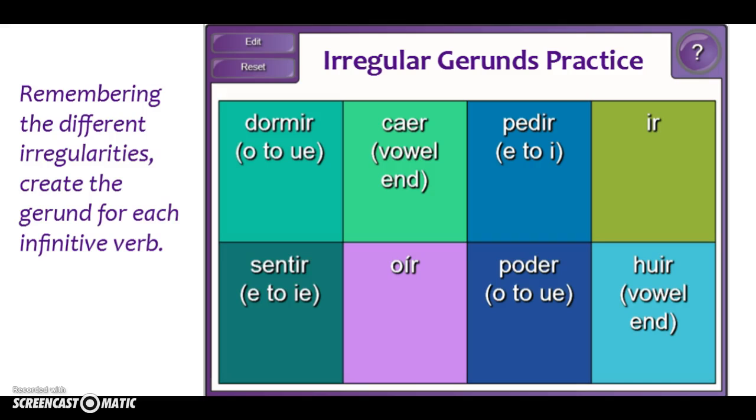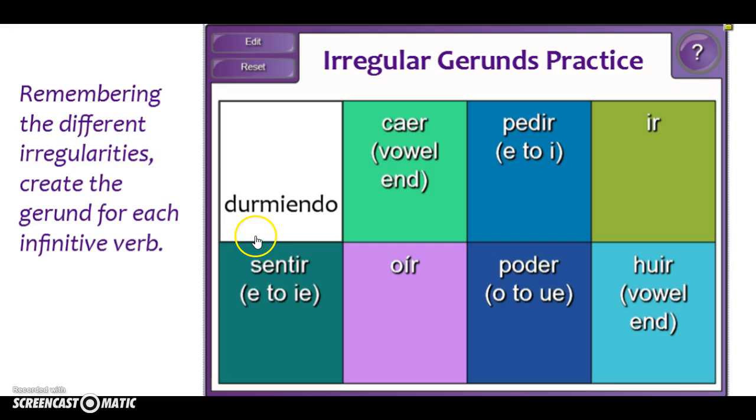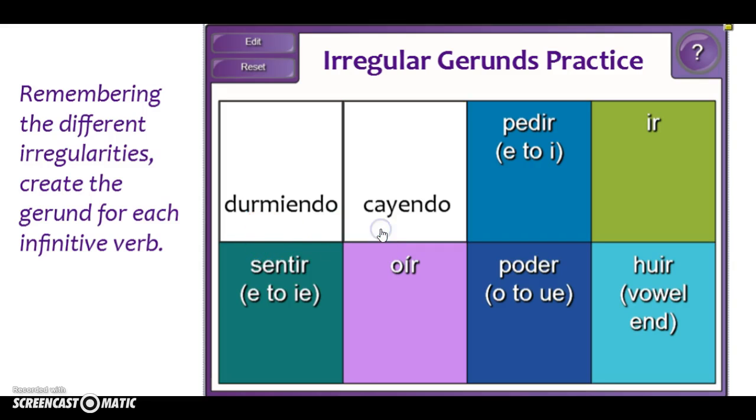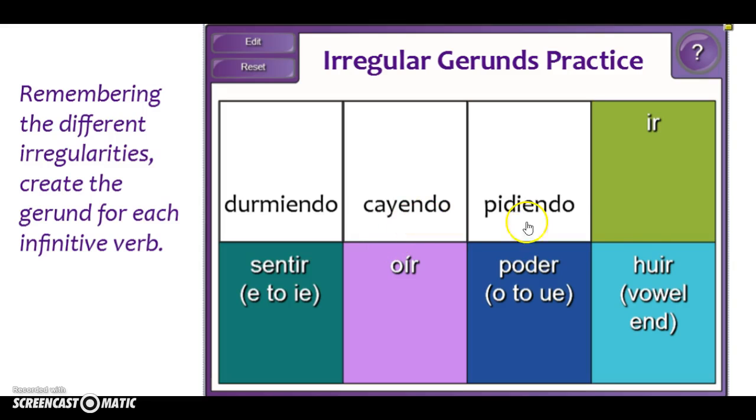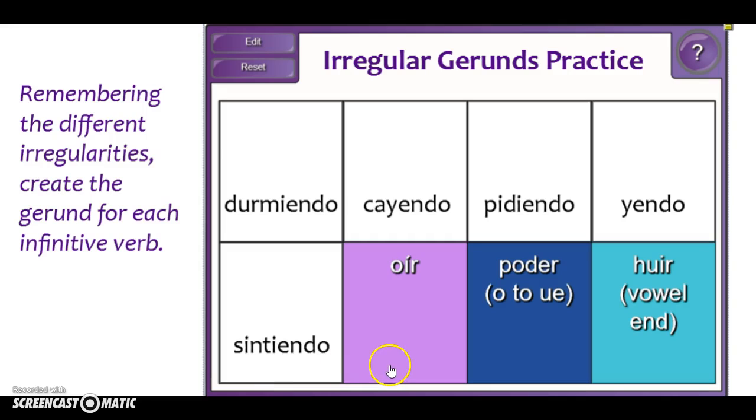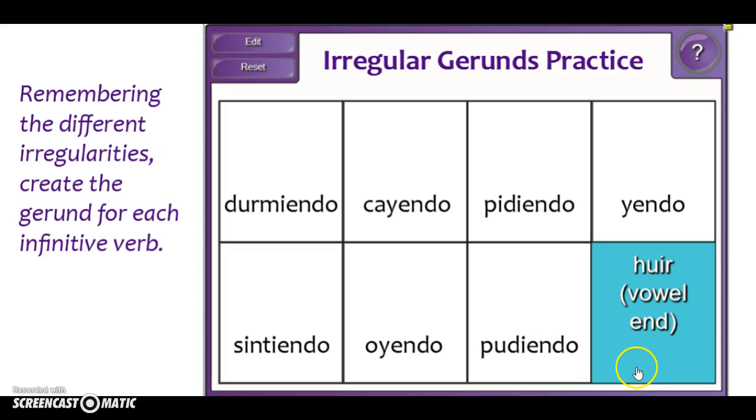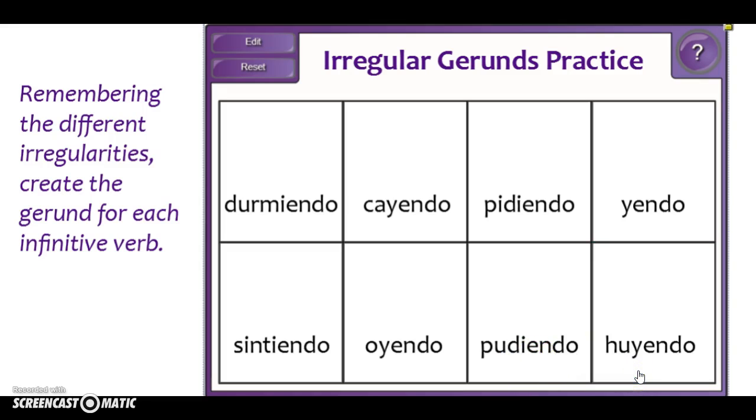Now you try again. Remember the different rules. See if you can make the change. Dormir, durmiendo, caer, orthographic change, cayendo, pedir, pidiendo, ir, our special yendo, sentir, sintiendo, oír, oyendo, poder, special pudiendo, and huir, huyendo. Sorry about that. Caer means to fall.